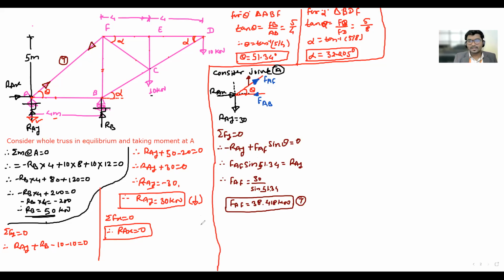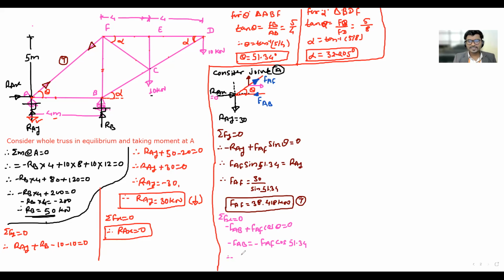Consider summation Fx equals 0. Should we take Rx? No need, it is 0. FAB, assumed direction positive or negative? Negative. Minus FAB. What about the component of AF? Plus FAF cos theta equals 0. We want AB. So minus FAB equals minus FAF cos theta, where theta is 51.34.